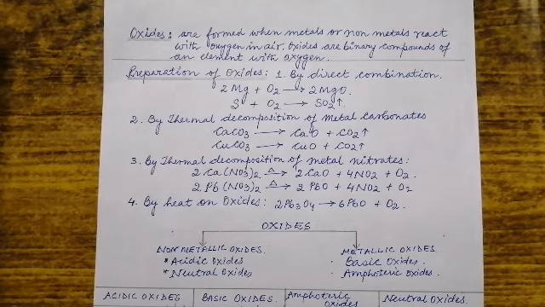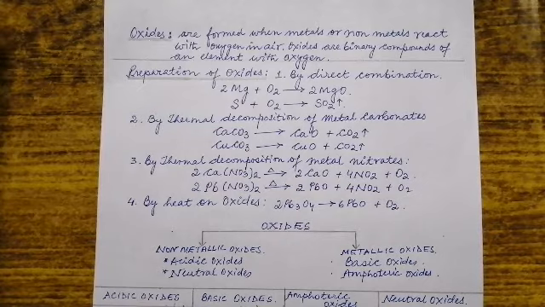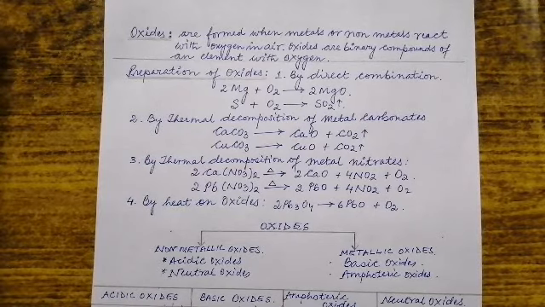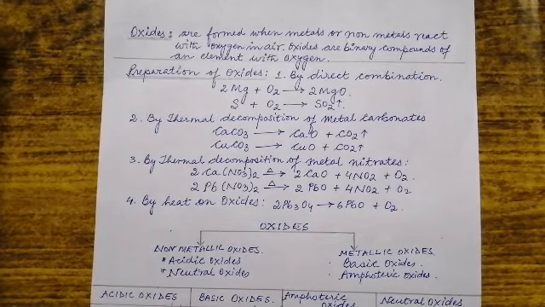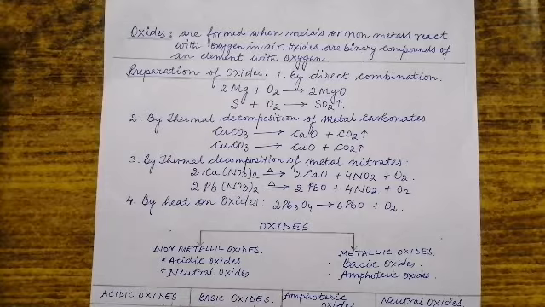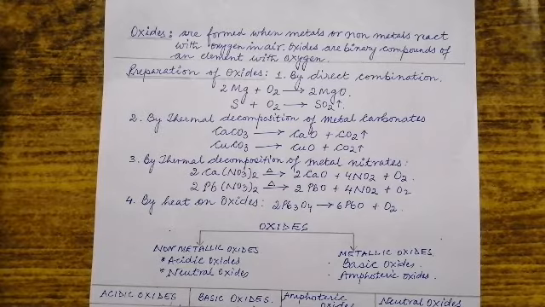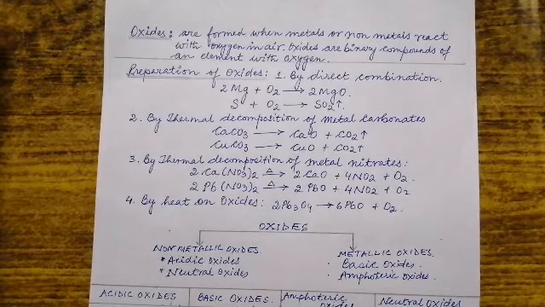Good morning, students. Now let us revise what are oxides, preparation of oxides, and the different types of oxides with their examples. To begin with, how can you define oxides? Oxides are formed when metals or non-metals react with oxygen in air. Oxides are binary compounds of an element with oxygen. That means it can be a metal with oxygen or it can be a non-metal with oxygen.